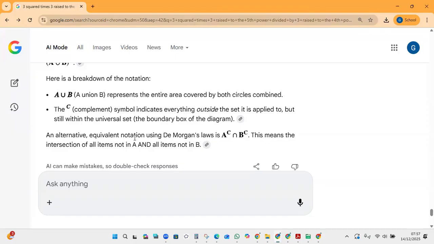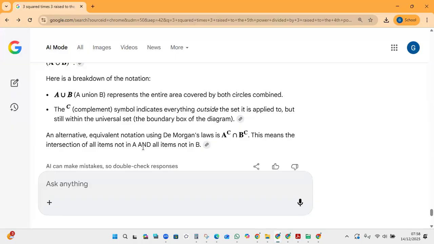An alternative equivalent notation using De Morgan's law is A complement intersect B complement. So A complement, that is not part of A, meeting, because intersect you can say meeting, or where they intersect, where they meet, with B complement, so the meeting outside of the union. This means the intersection of all items not in A and all items not in B. So another word for that symbol apart from intersect is and. And here it does not mean the and of arithmetic, like 5 and 5 is 10, meaning you add. No, that and there means simultaneously, at the same time, where they meet together, where they intersect.